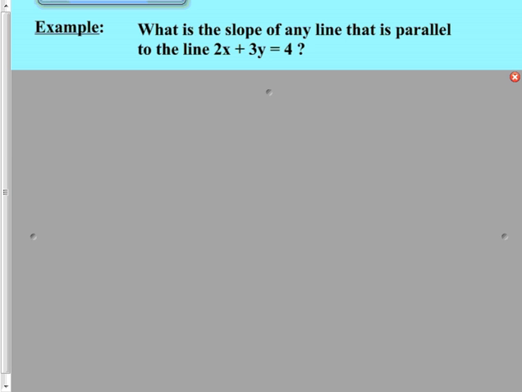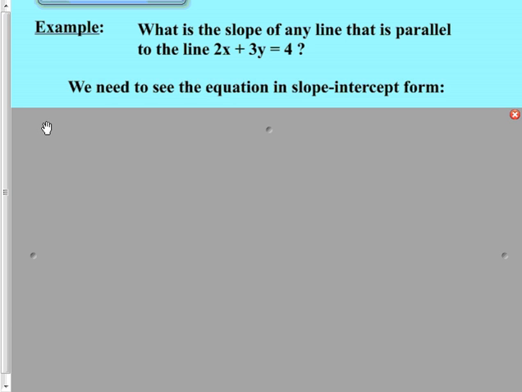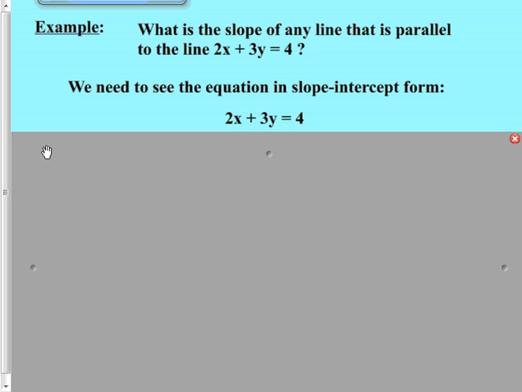A lot of people will make the mistake of simply saying that the slope of this line is 2 because 2 is the number in front of x. The problem is y is not isolated yet. We can't read that slope until you get it into slope-intercept form. Okay, so we need to see the equation in slope-intercept form. So here we go. We have an equation. We are going to solve for a variable.